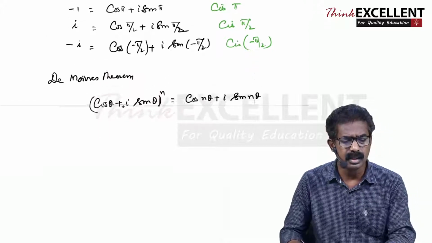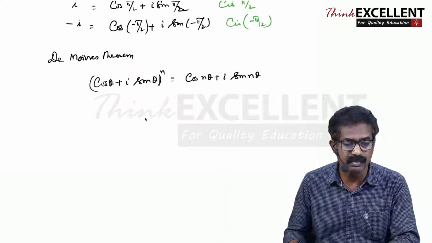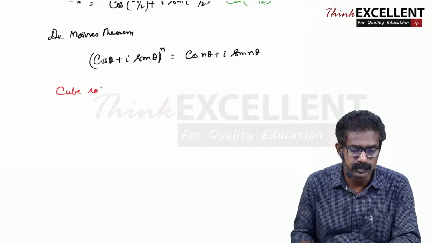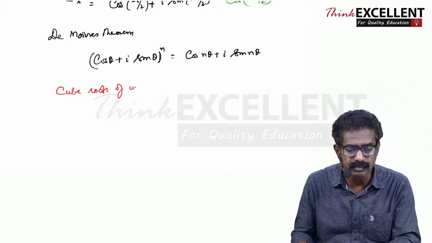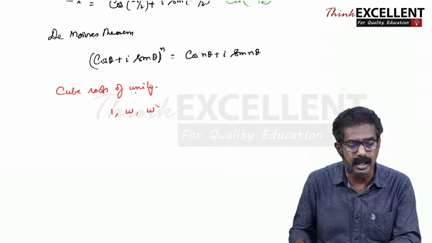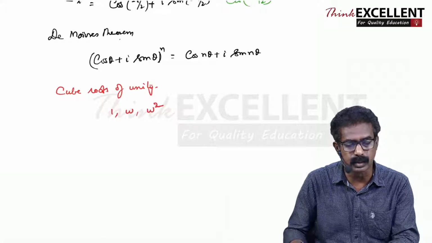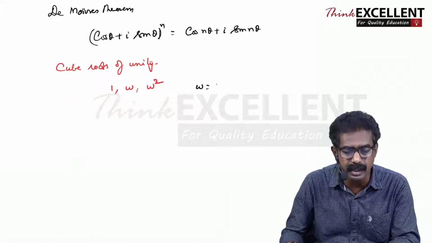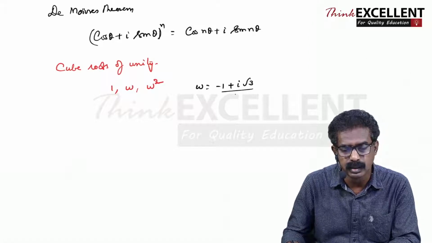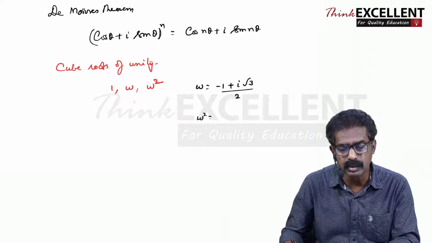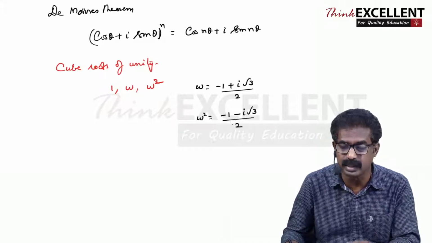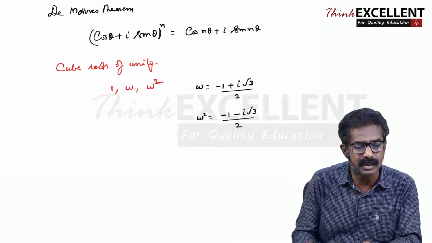Then the main thing, you need the cube roots of unity. A lot of objective questions can be framed using cube roots of unity. The cube roots of unity are 1, omega, omega square. Remember the value of omega. Omega is minus 1 plus I root 3 by 2. Omega square is minus 1 minus I root 3 by 2. If you square omega, you will get this value only. And two important results here.